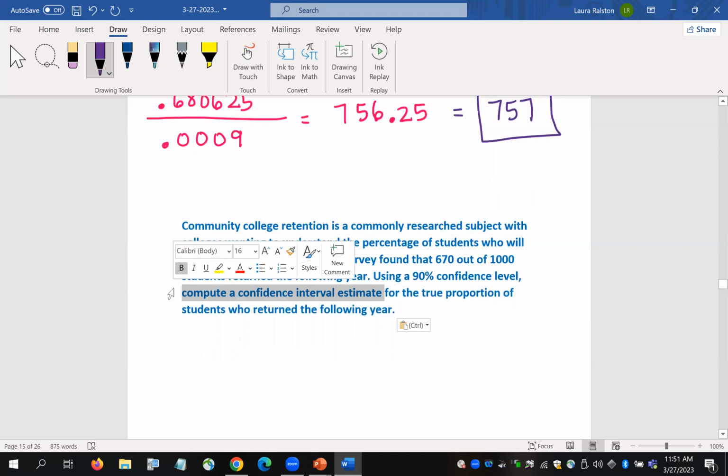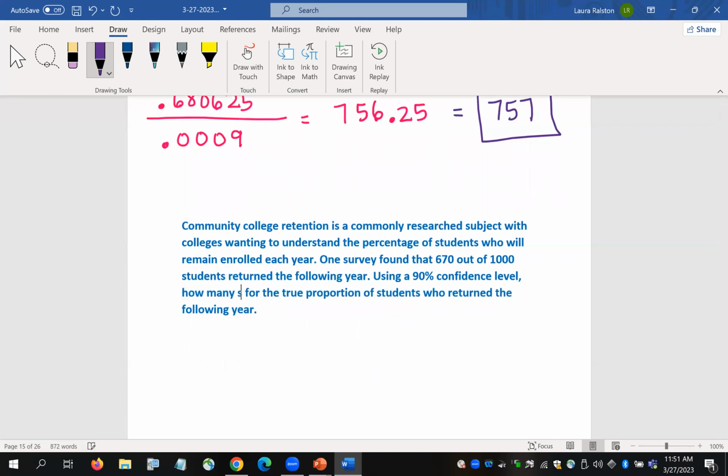Let's see, how many students are needed for a margin of error of, let's say, 5 percentage points. Okay, again, I'm making up this problem so that we can have a second example of the sample size estimation, because that formula is a little wonky.